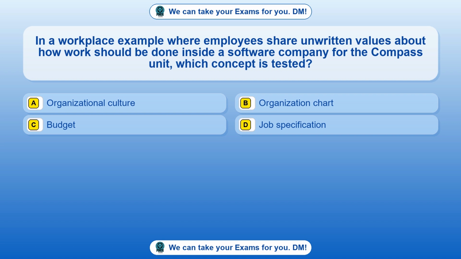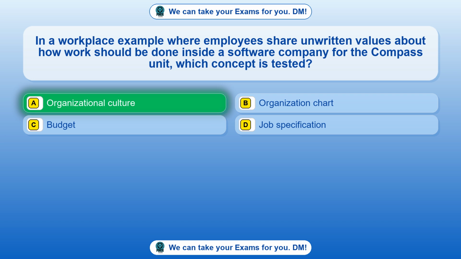Question 62. In a workplace example where employees share unwritten values about how work should be done inside a software company for the Compass unit, which concept is tested? Option A, organizational culture. Option B, organization chart. Option C, budget. Option D, job specification. The correct answer is option A, organizational culture.